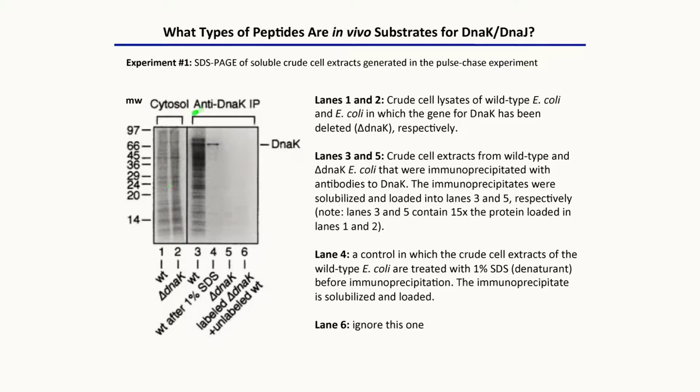So what happens now where we have this immunoprecipitation? We have 4 different lanes. We're going to focus on 3, 4, and 5 and ignore 6. Basically, in 3, we see immunoprecipitation from the wild-type E. coli. In 4, immunoprecipitation with wild-type when the sample has been treated with SDS. So we need to think about why that was done and what that experiment shows. And then lane 5 is the delta DnaK knockout.